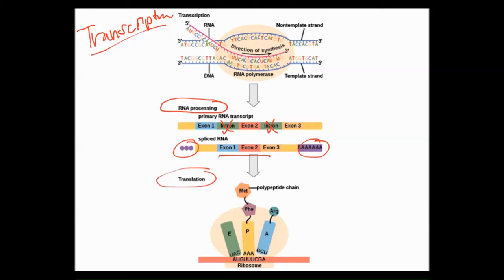And then finally we can see the process of translation that occurs in the cytoplasm at a ribosome, where our transfer RNAs are bringing in our amino acids and allowed to drop them off, assuming that their anticodon matches the codon on the messenger RNA.